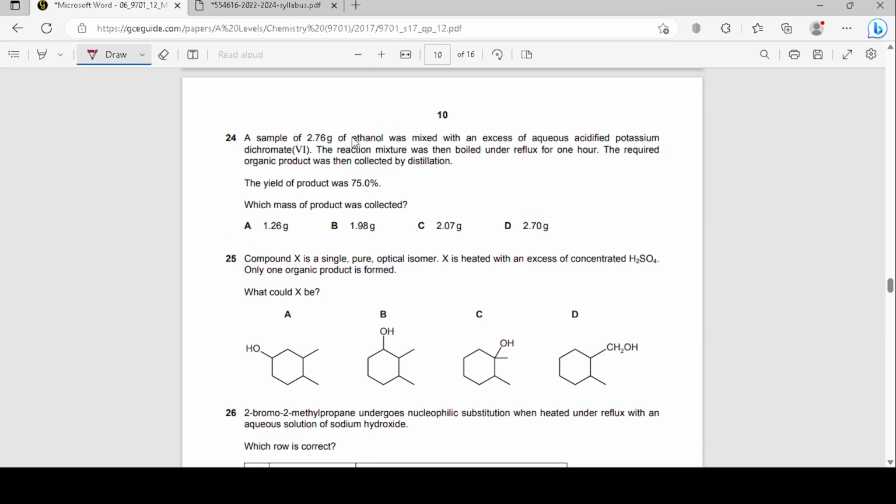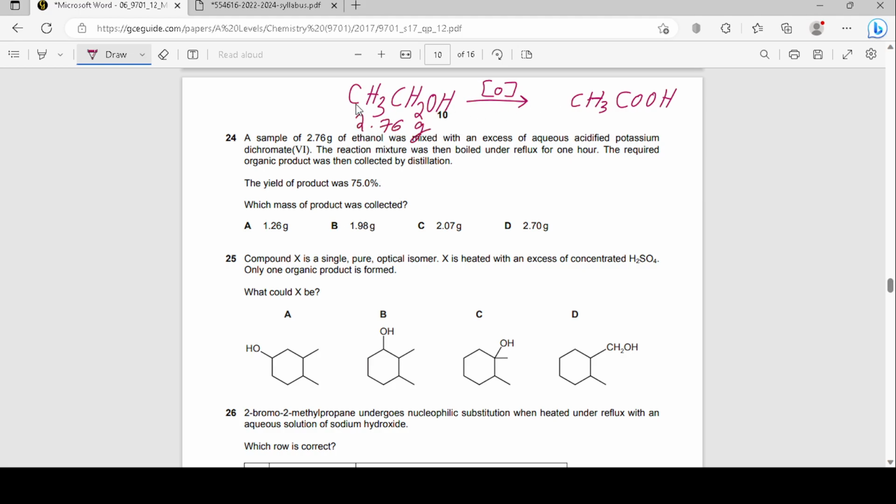A sample of 2.76 grams of ethanol, CH3CH2OH, was mixed with an excess of acidified potassium dichromate, so that's oxidation. Then the reaction mixture was boiled in reflux for 1 hour, so because it's oxidation and boiled in reflux, we definitely get CH3COOH from that. The required organic product was then collected by distillation.